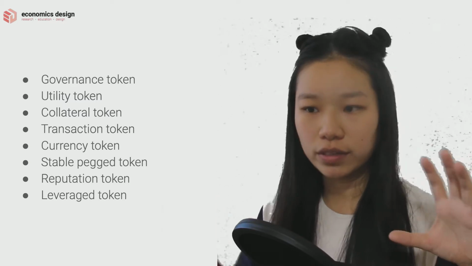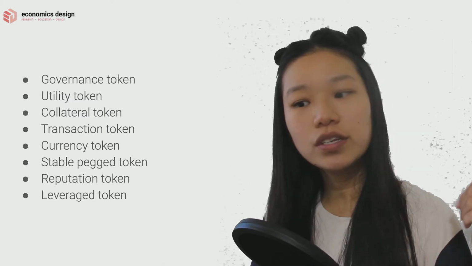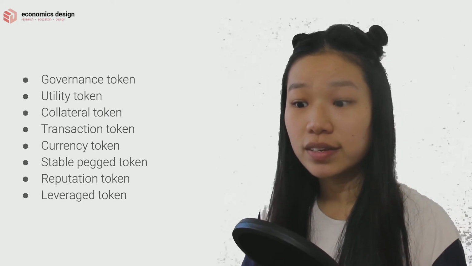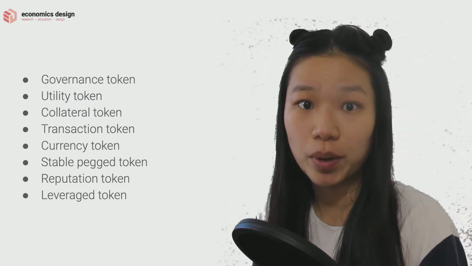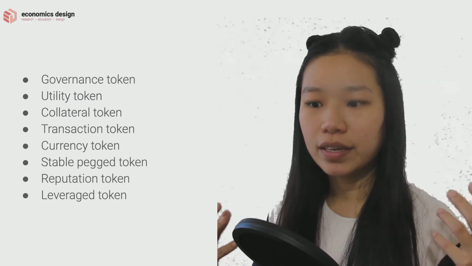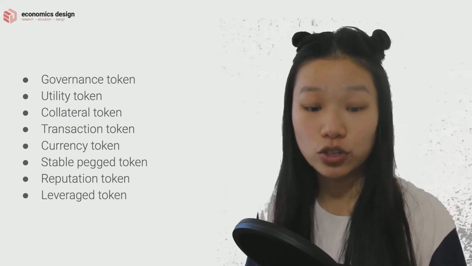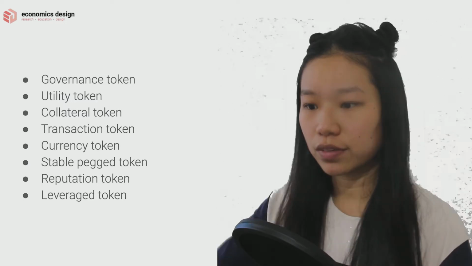There are a couple of token design categories, and just to name them, you have governance tokens, utility tokens, collateral tokens, transaction tokens, currency tokens, stable pegged tokens, reputation tokens, and leverage tokens that we're going to talk about today. So these are the various examples of tokens out there. And if there's any token that you're interested in, just comment down below so I can do a deep dive and a case study. And today we're going to focus on leverage tokens.